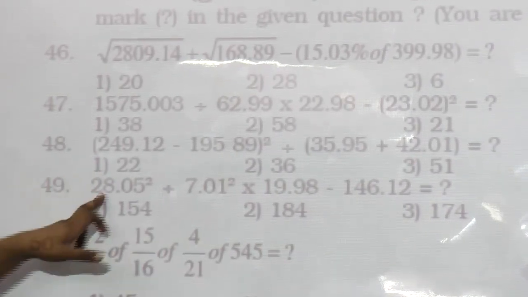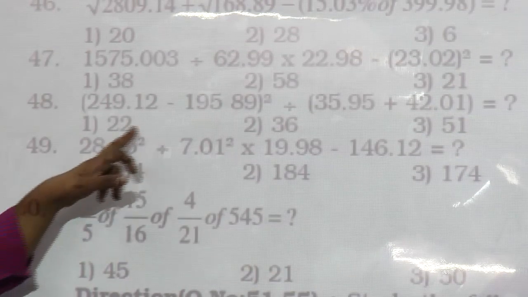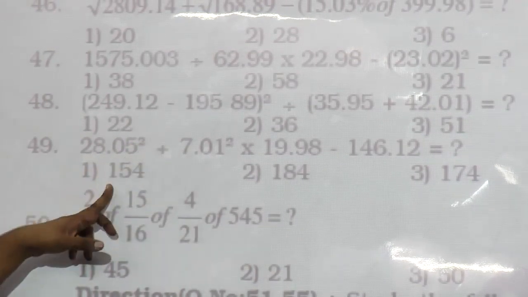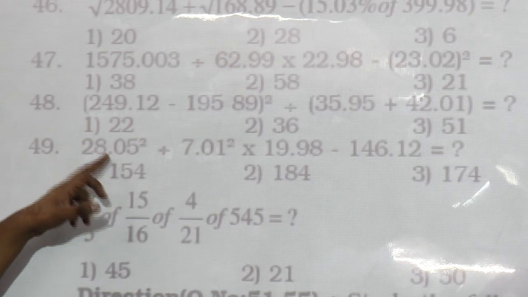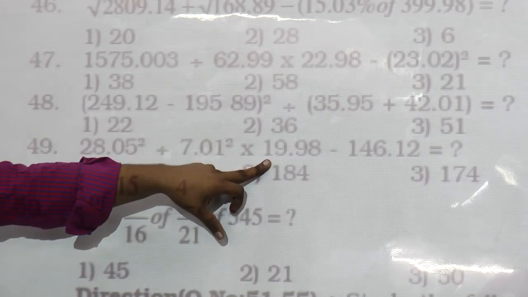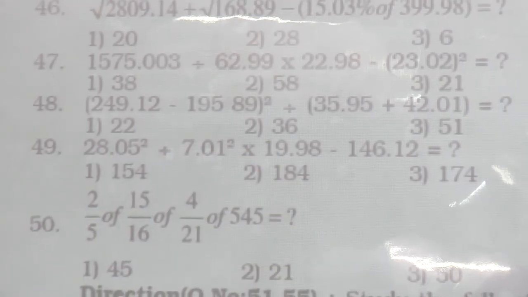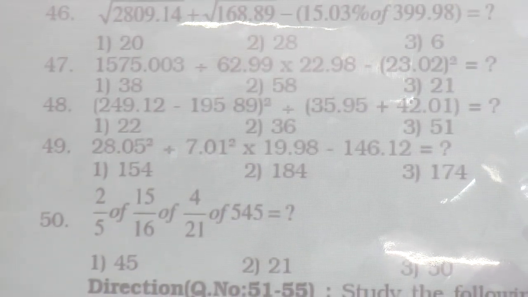Next. 28 square divided by 7 square. I'll write this number as 7 into 4 whole square by 7 square. Both get cancelled. So you'll have 4 square here. 16 into 20. 16 20 times 320. 320 minus 146. 174.